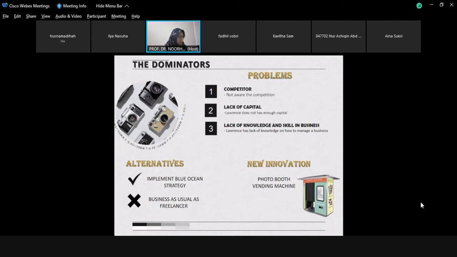I'm calling Pavitra from Group Pastel. Pavitra, do you agree? Do you agree with the problems listed by dominators, or do you have some other opinions? I agree, Prof. You agree? Yes. It's easier to agree, right, than to disagree? No, Prof, actually, the problems are more like same like our group's problem also, the competitor, and also they have lack of knowledge in financial management.